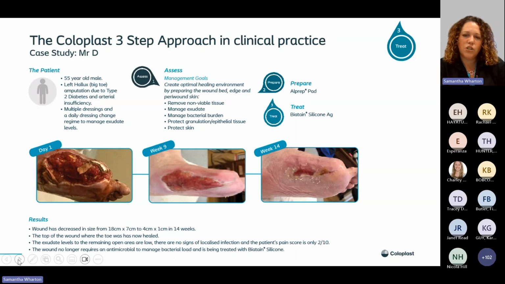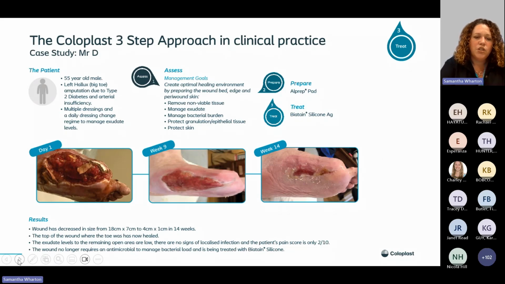bed. When you look at the pictures, you can see from day 1 to week 9, what an improvement. And then by week 14, that wound is significantly reduced in size with a very small wound left to manage. So the results were the wound had decreased in size from 18 by 7 centimetres to 4 by 1 centimetres in just 14 weeks. And remember, this is a patient with type 2 diabetes and arterial insufficiency, so really complex.